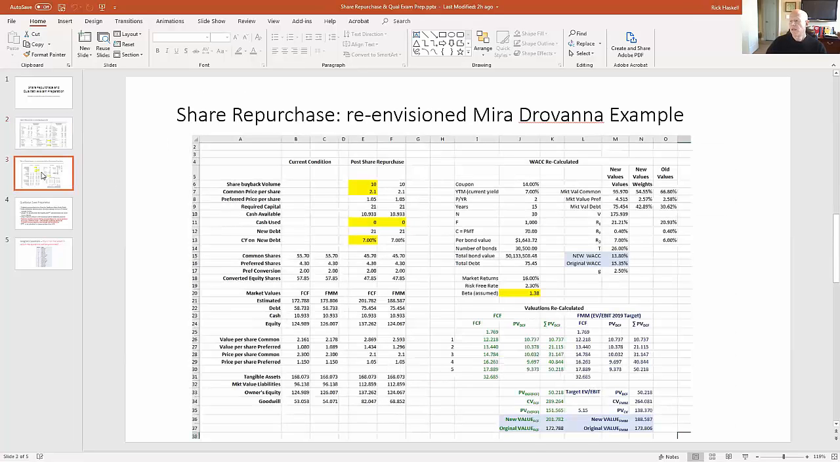And then also, I'm pointing out to you that I've gone ahead and constructed a spreadsheet, and we'll be spending time in this spreadsheet, of course, where we are modeling share buybacks. So this is a share repurchase, but it's the re-envisioned Mira Drovanna example. And in this, you'll see in the yellow cells, you may have to go ahead and enter values, and I've gone ahead and entered values here, but everything else is formulaic or is pulling values from some other part of the spreadsheet. So let me go ahead and bring the spreadsheet up now, and we'll start to talk about this.